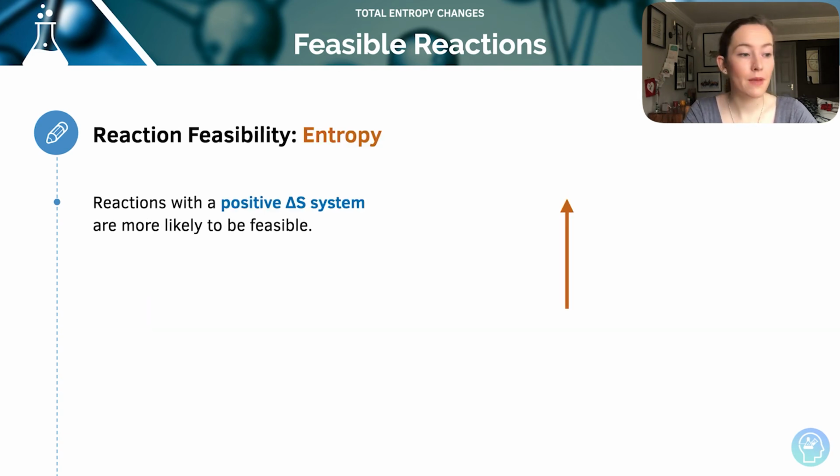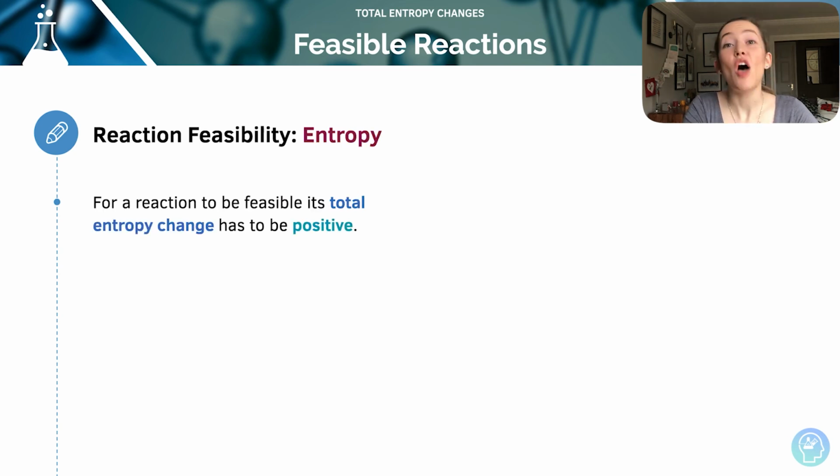Linking this to entropy, reactions with a positive entropy of the system are more feasible. And this is because the natural movement of a system is towards a state of greater stability. So this is greater entropy as we discussed in the previous lesson. However, it's not always the case. For a reaction to be feasible, the total entropy change needs to be positive. And that is why we're learning how to calculate that value.